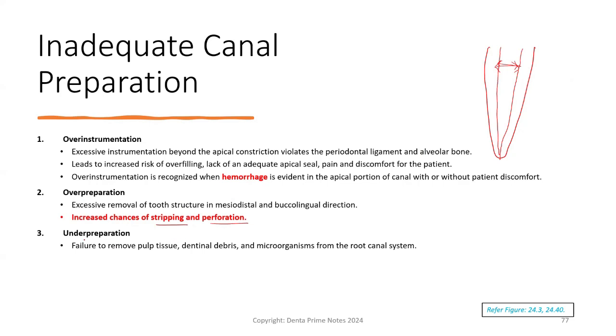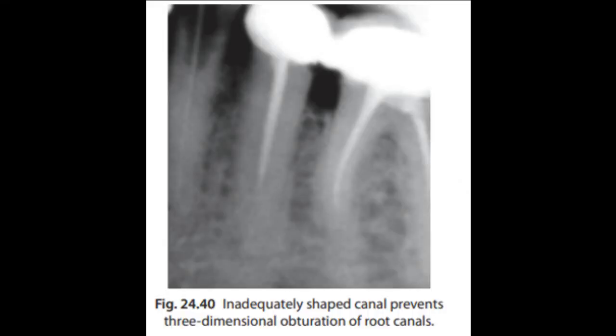And then there is under preparation, which is failure to remove pulp tissue, dentinal debris, and microorganisms from the root canal. It can be in any direction. Under preparation could be vertically, horizontally, in any direction. Here it is. Inadequately shaped canals prevent three-dimensional obturation of root canals. This is under preparation, and due to the under preparation there is also underfilling.